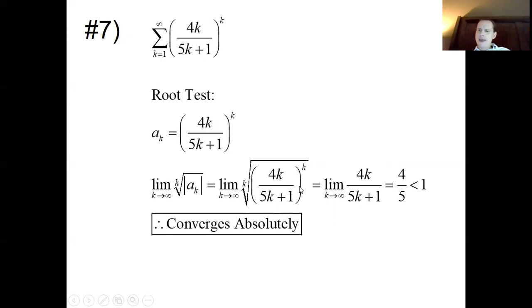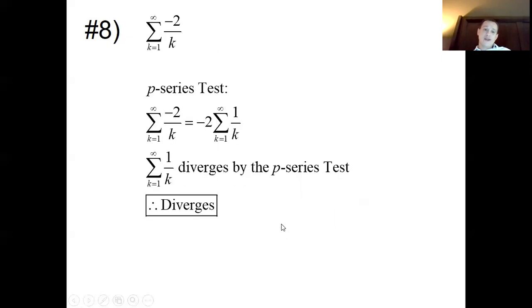But again, we have a kth root of something raised to the k power, so the k power and the kth root cancel each other out, and we're just left to study this limit of 4k over 5k plus 1. Well, that limit is 4/5 as you go to infinity. That's less than 1, so by our root test, when you get something less than 1, that means this thing automatically converges absolutely. So there's that.